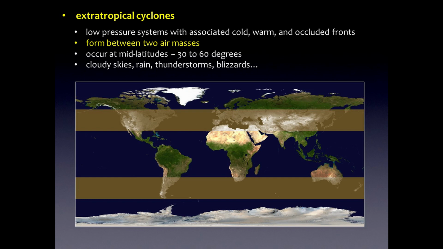What type of activity can we associate with these extratropical cyclones? Well, you get cloudy skies, definitely not sunny out there if you have these. We see rain, we get thunderstorms, a lot of instability and turbulence within the atmosphere, a lot of energy moving through these systems, blizzards, nor'easters that we see here in Nova Scotia.